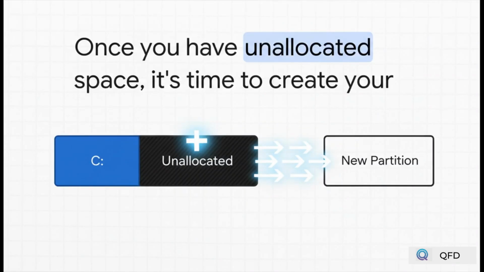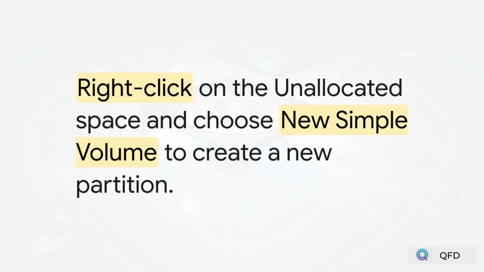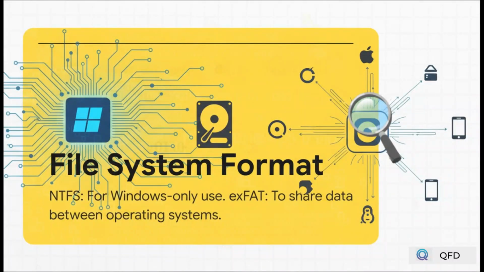Okay, step one is done. Now let's turn that empty space into a brand new drive. You'll see a black bar labeled Unallocated. Think of this as your new empty plot of land. Right-click that black bar and hit New Simple Volume. A little wizard will pop right up. Don't worry, just follow the prompts. You'll pick a drive letter and give it a name. When it asks for format, pick NTFS if you're only using Windows, or exFAT for Mac compatibility.